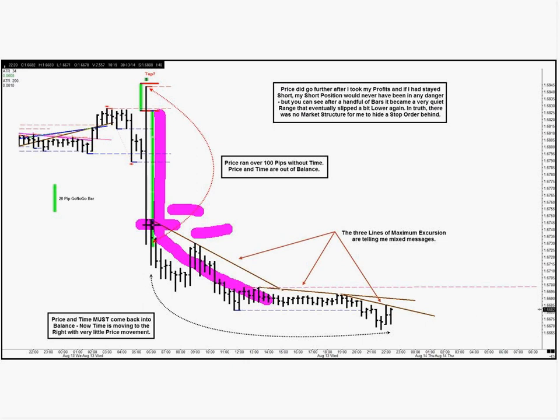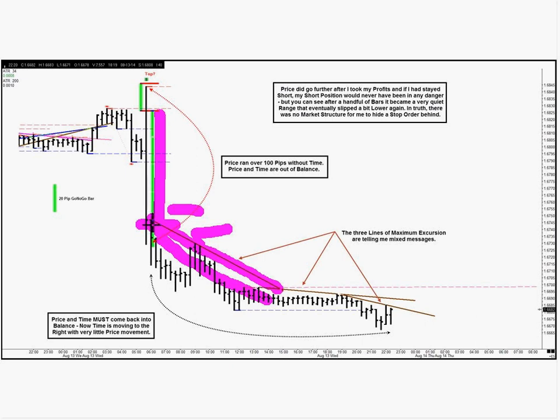In fact, I did something else. I think this is a Stanford class I'm teaching at the time. So when I come back, I take a look. I go, wow, price kept going lower. Here's my advanced multi-pivot line and my line of maximum excursion. That's from this top, projected forward.